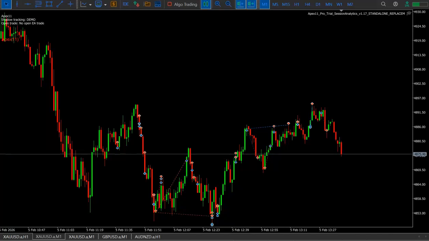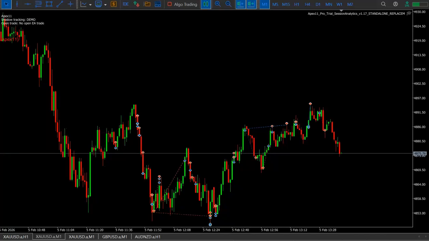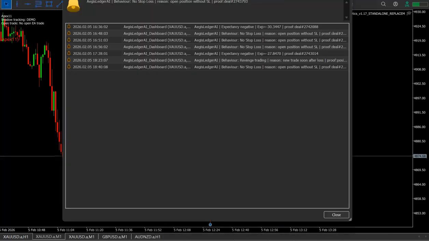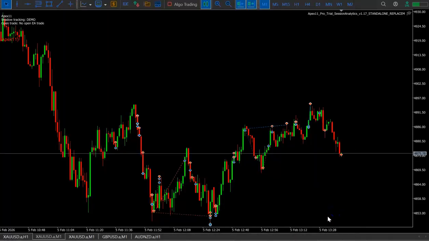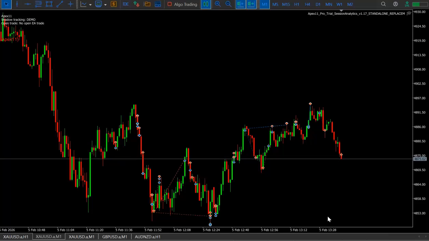So, Apex11 system has two main components. It is the Apex11 expert advisor itself, and then we have the AlgoVault expert also. So it isn't your average, so actually just took a trade there, it isn't your average retail trading robot. It uses AI, machine learning, and shadow tracking and scoring systems that interconnect with each other.